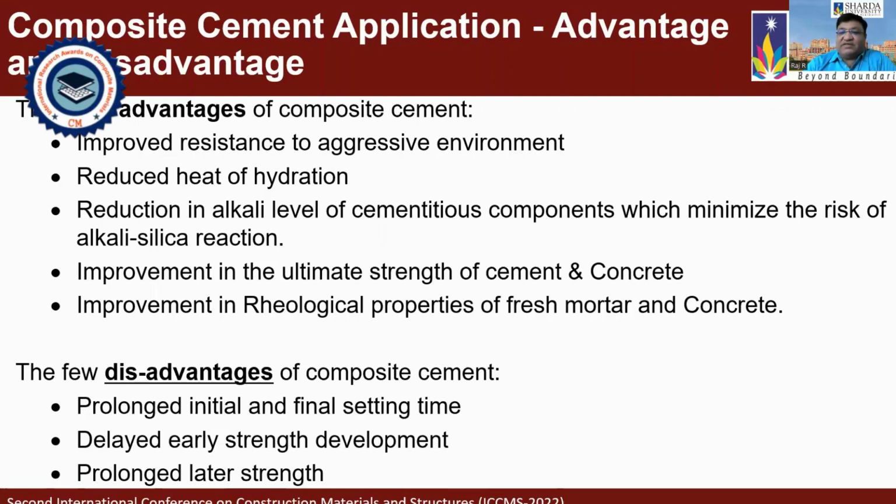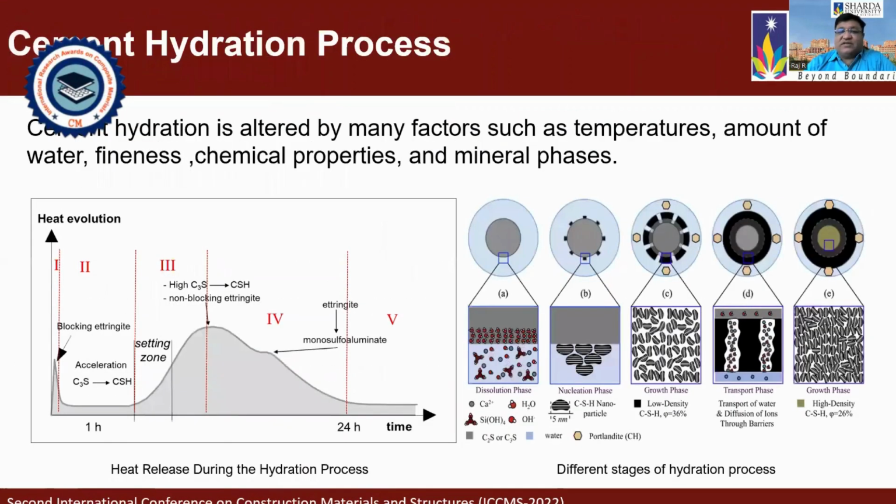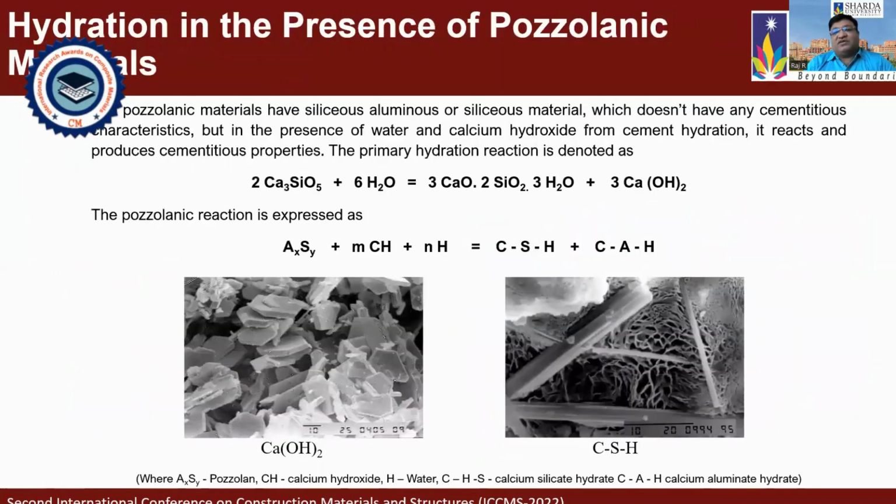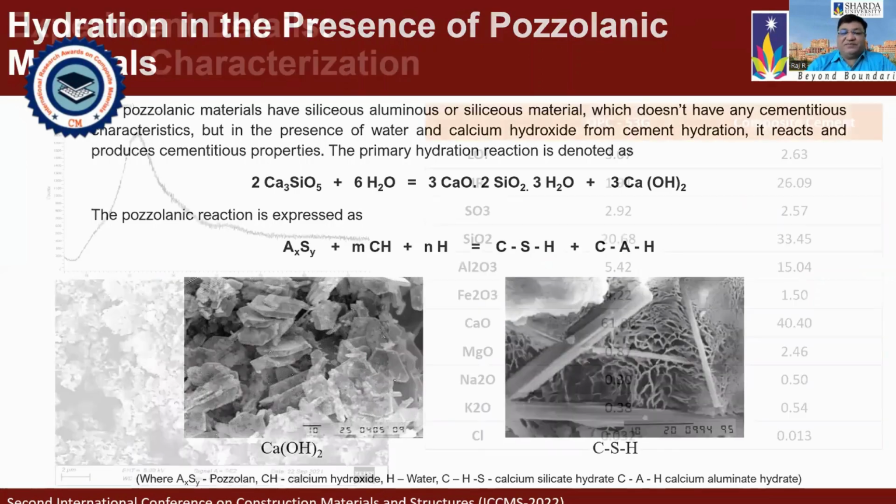In the hydration process, the typical cement hydration process is shown here, which is impacted by temperature, amount of water, fineness, and the chemical compositions and mineral phases developed during hydration. So we see that in this hydration process, when water is added to the cement, calcium hydroxide is produced, which can be used by the pozzolanic material to develop additional CSH and CH formation, which can provide additional properties and additional strength to the cement.